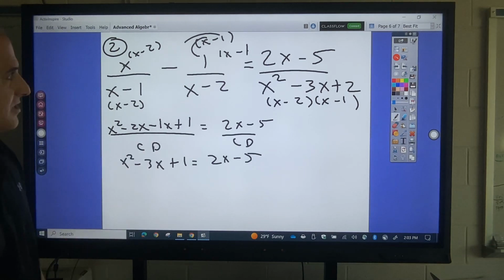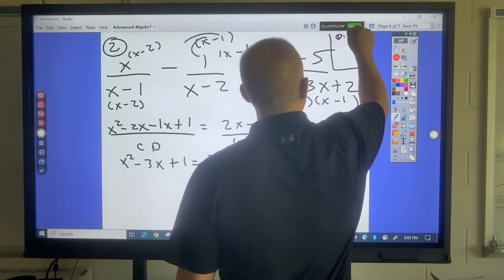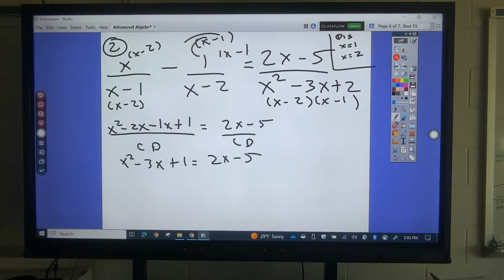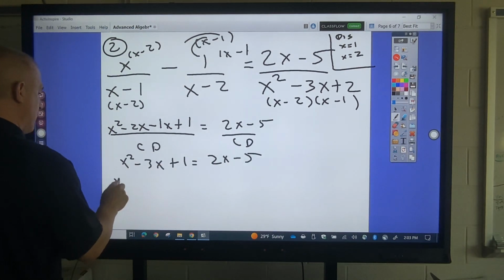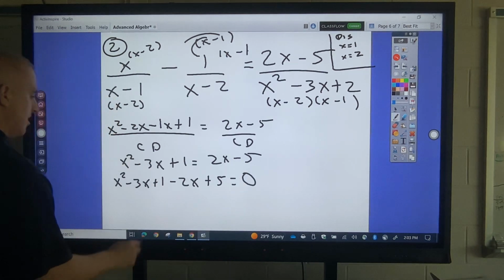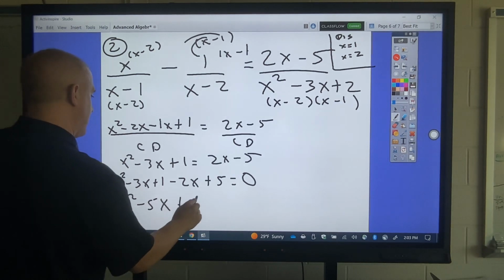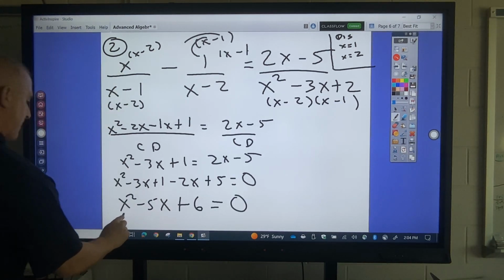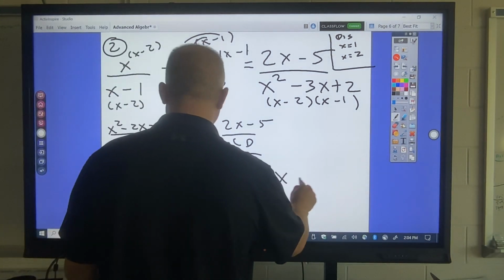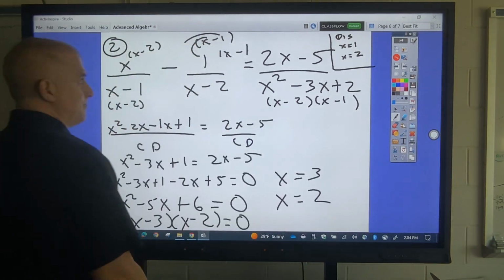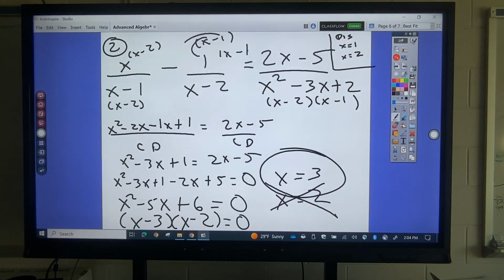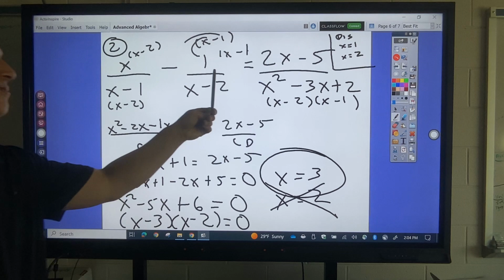Okay? Now, what are my discontinuities? My discontinuities there are 1 and 2. Okay? All right? So if I go to factor this, I would move that over. That's x squared minus 3x plus 1 minus 2x plus 5 equals 0. That's going to be x squared minus 5x plus 6 equals 0. Okay? If I factor that, that's x minus 3, x minus 2 equals 0. Solutions would be 3 and 2. Well, here's the problem, because 2 is one of the discontinuities. I can't count that one. I can only count 3. Okay? All right, so you want to identify those discontinuities.